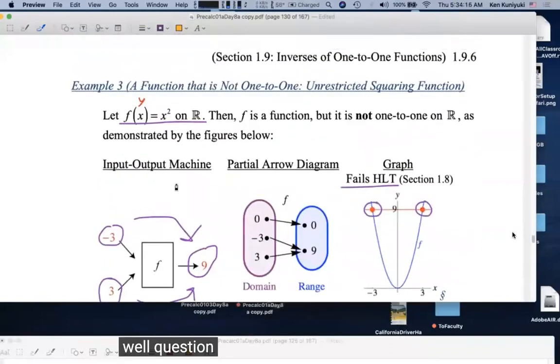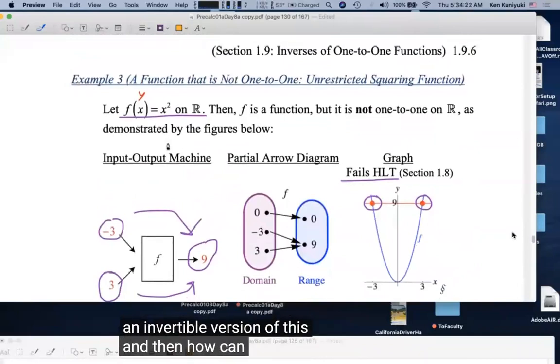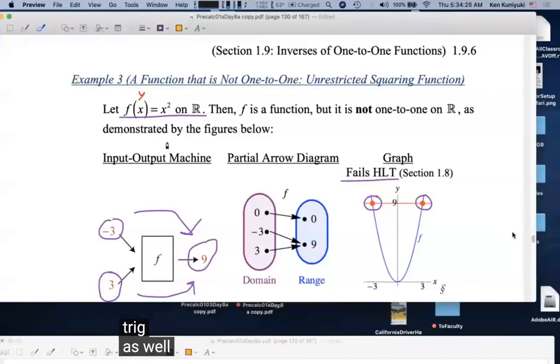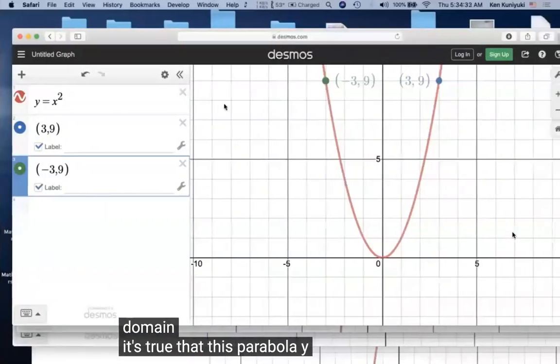Well, question, how can we get an invertible version of this? And then how can we get the square root function? Now we're going to do this in trig as well. We're going to restrict the domain. It's true that this parabola, y equals x squared, fails the HLT.